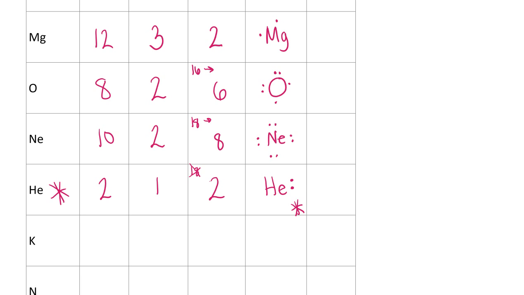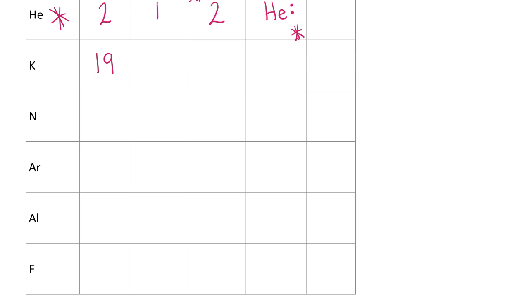All right, let's try a couple more examples. Potassium is K, 19 electrons altogether. It is found in period number 4, so those 19 electrons live in 4 energy levels. It is in group number 1, so only 1 of those electrons is in the valence shell. That means when I draw it, I just need to put 1 dot for it, okay?